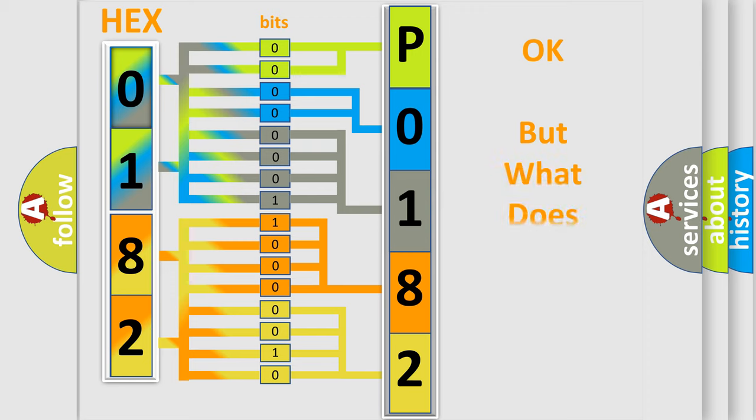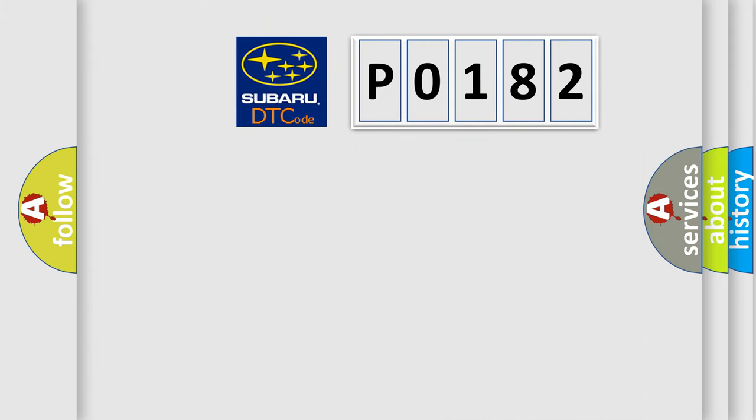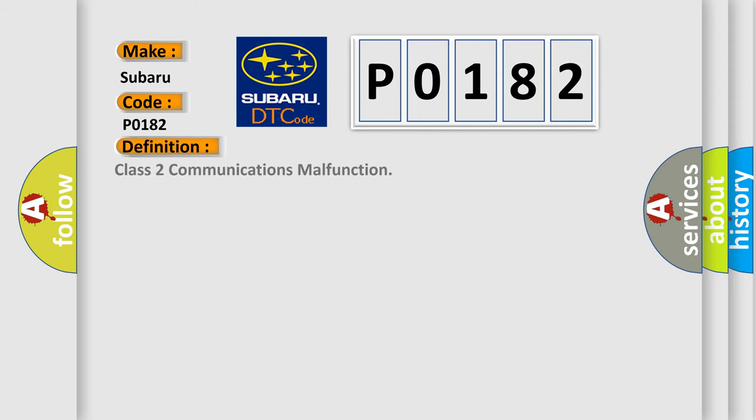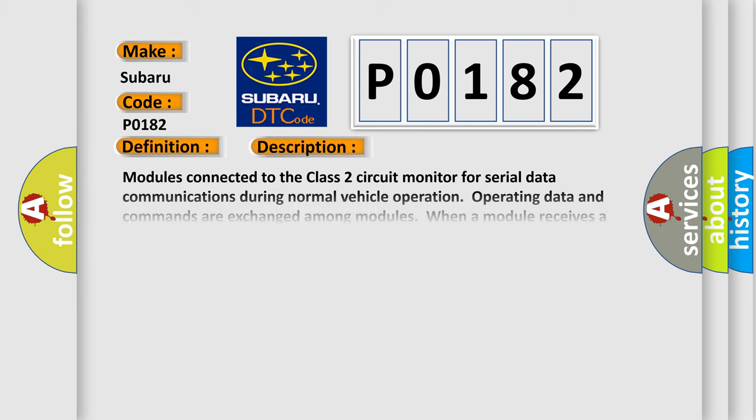The number itself does not make sense to us if we cannot assign information to what it actually expresses. So, what does the diagnostic trouble code P0182 interpret specifically for Subaru? The basic definition is class 2 communications malfunction. And now this is a short description of this DTC code.